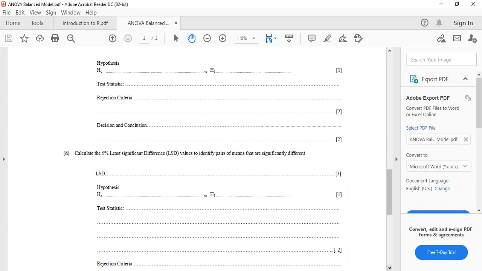Testing at 5% level of significance, reject H naught if the modulus of y bar i dot minus y bar j dot is greater than LSD. Who is that? What's your name? Grace. Yes, Grace. That's excellent. You heard what Grace says.